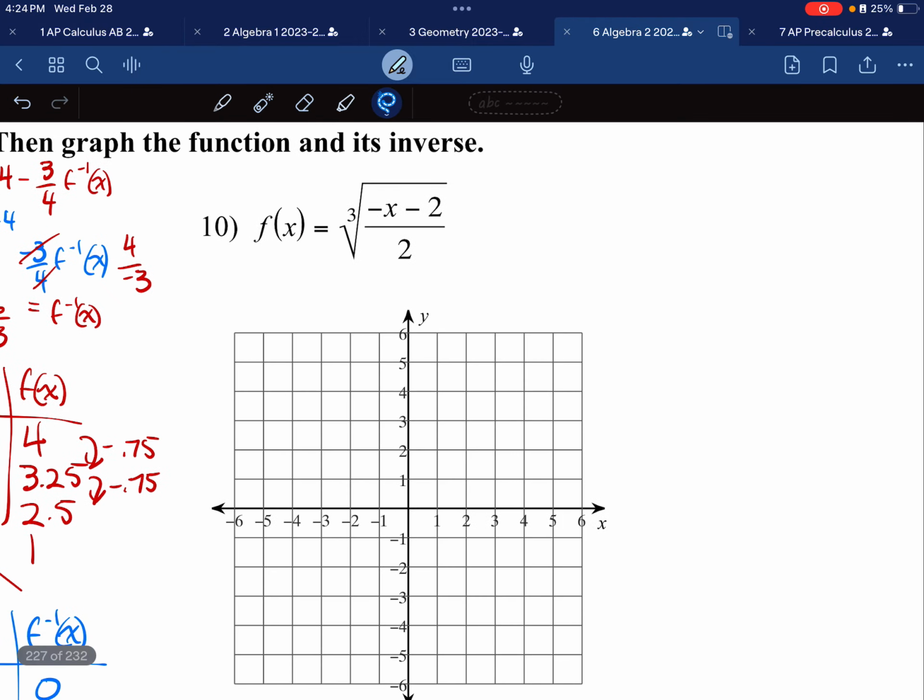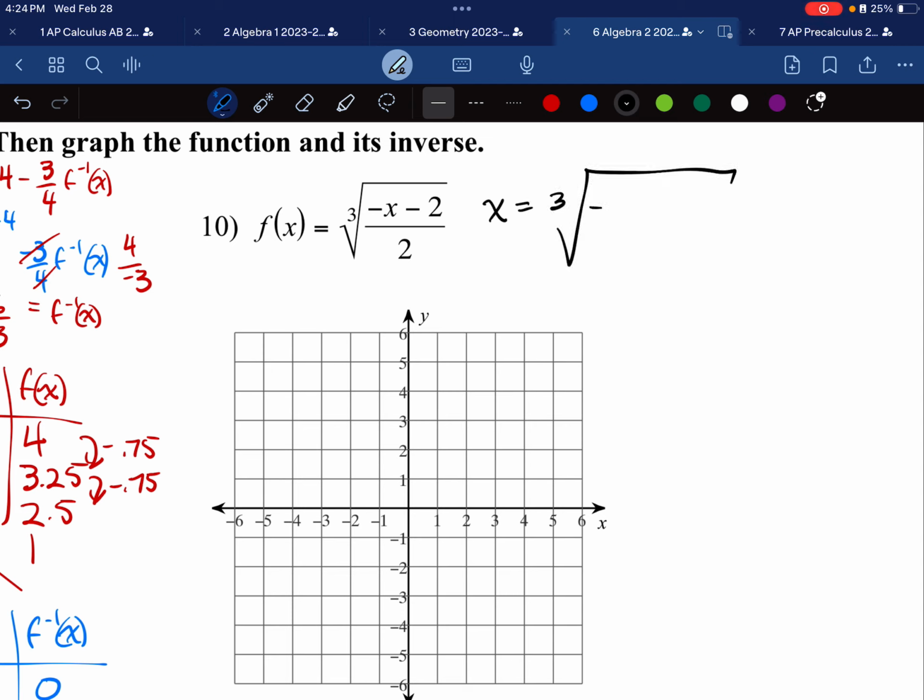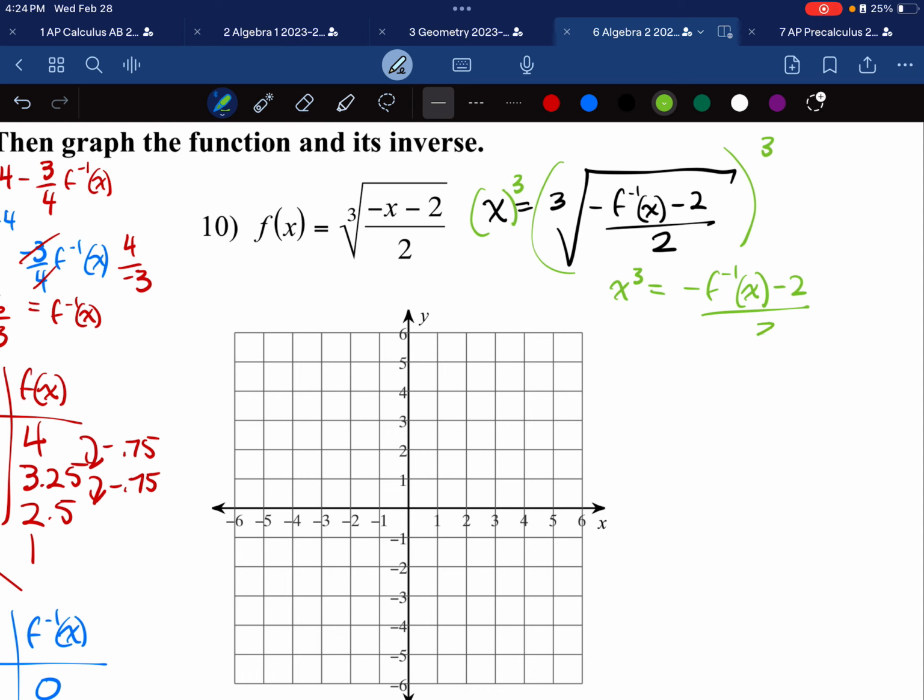Let's graph another one. Okay, finding the inverse function. So I'm going to switch the coordinates around here. What do we get? We get x is equal to the cube root of that entire function, which is negative f inverse of x, then minus 2, all of that divided by 2. Okay, let's cube both sides, power 3, and I get x cubed is equal to negative f inverse of x minus 2, all over 2.